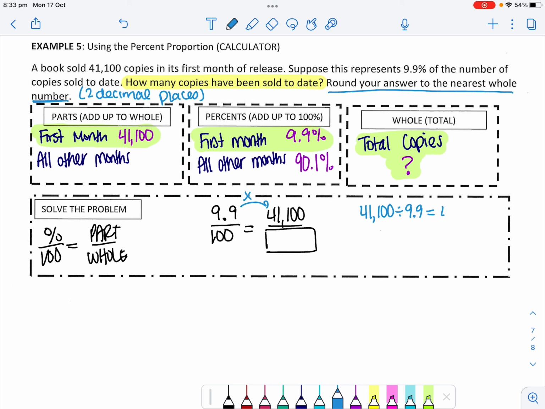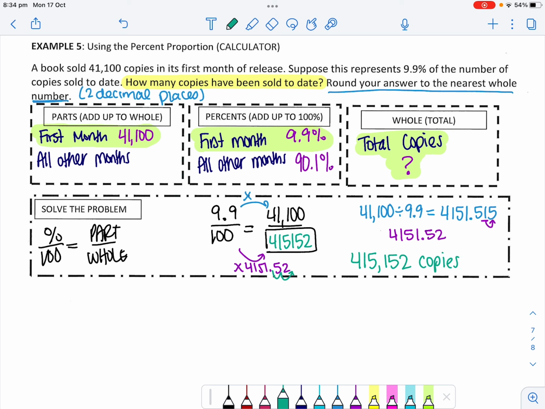And I get 4,151.515. And I wrote down that third decimal place because I am going to round this number to 4,151.52. And when I move that decimal place 2 times, I get 415,152. So that's going to be 415,152 copies.